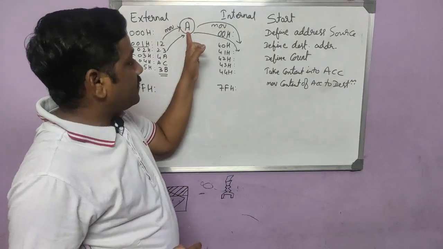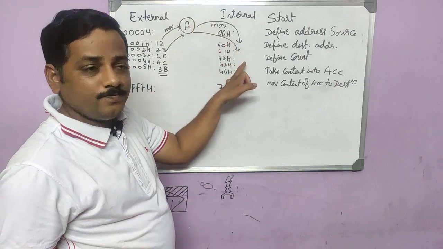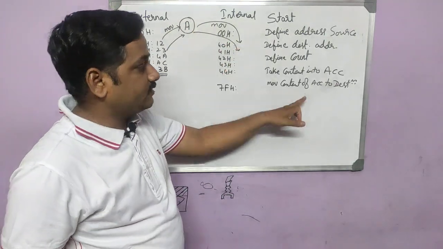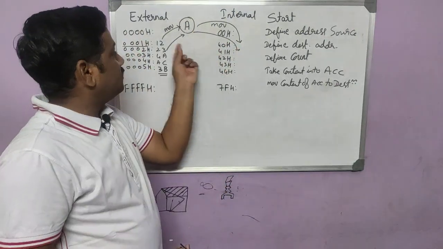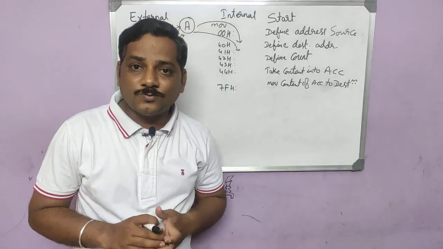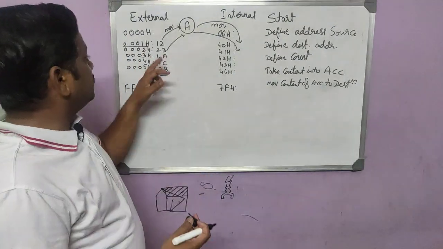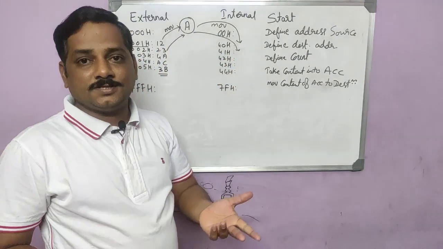The content, meaning this data, will be there in the accumulator and that has to be moved to the destination address. So that we need to do. If you do that, one data is transferred, but that is not the complete program because I want to repeat it 5 times.